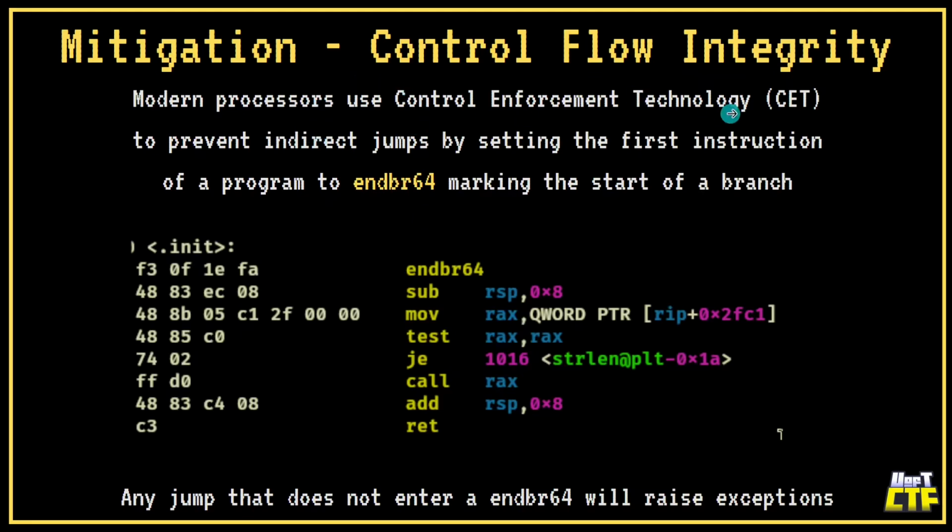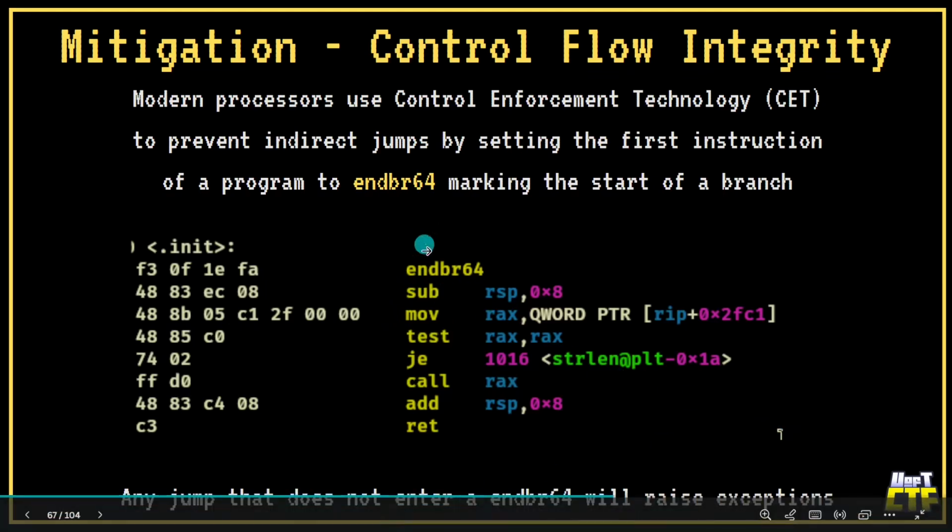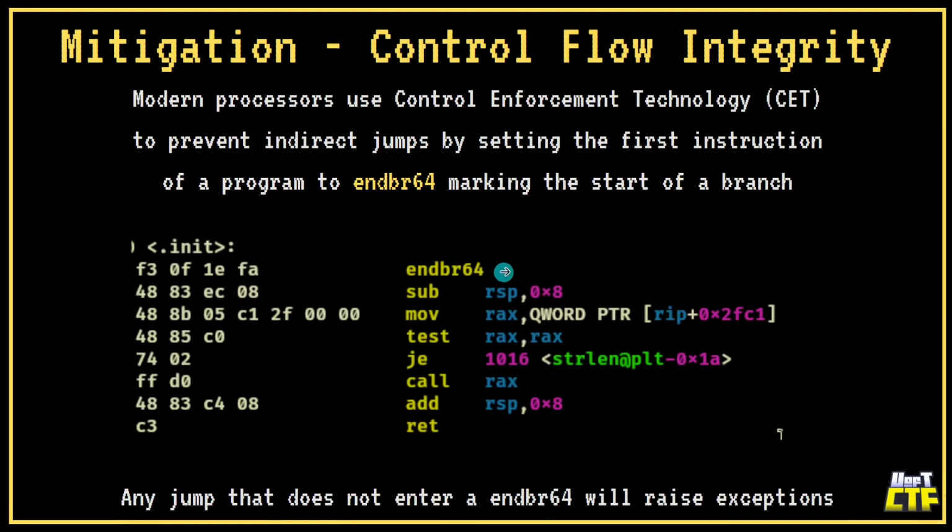So there's a mitigation called Control-flow Enforcement Technology. What it does is it prevents you from jumping anywhere you want. Essentially, the only places that you can jump are to the endbr64 instruction. So if you have a call or jump to some function, and you jump to any instruction that's not an endbr64, then the program will raise an exception and crash. Now the problem with the endbr64 is that it's at the very top of these functions, or these sections.